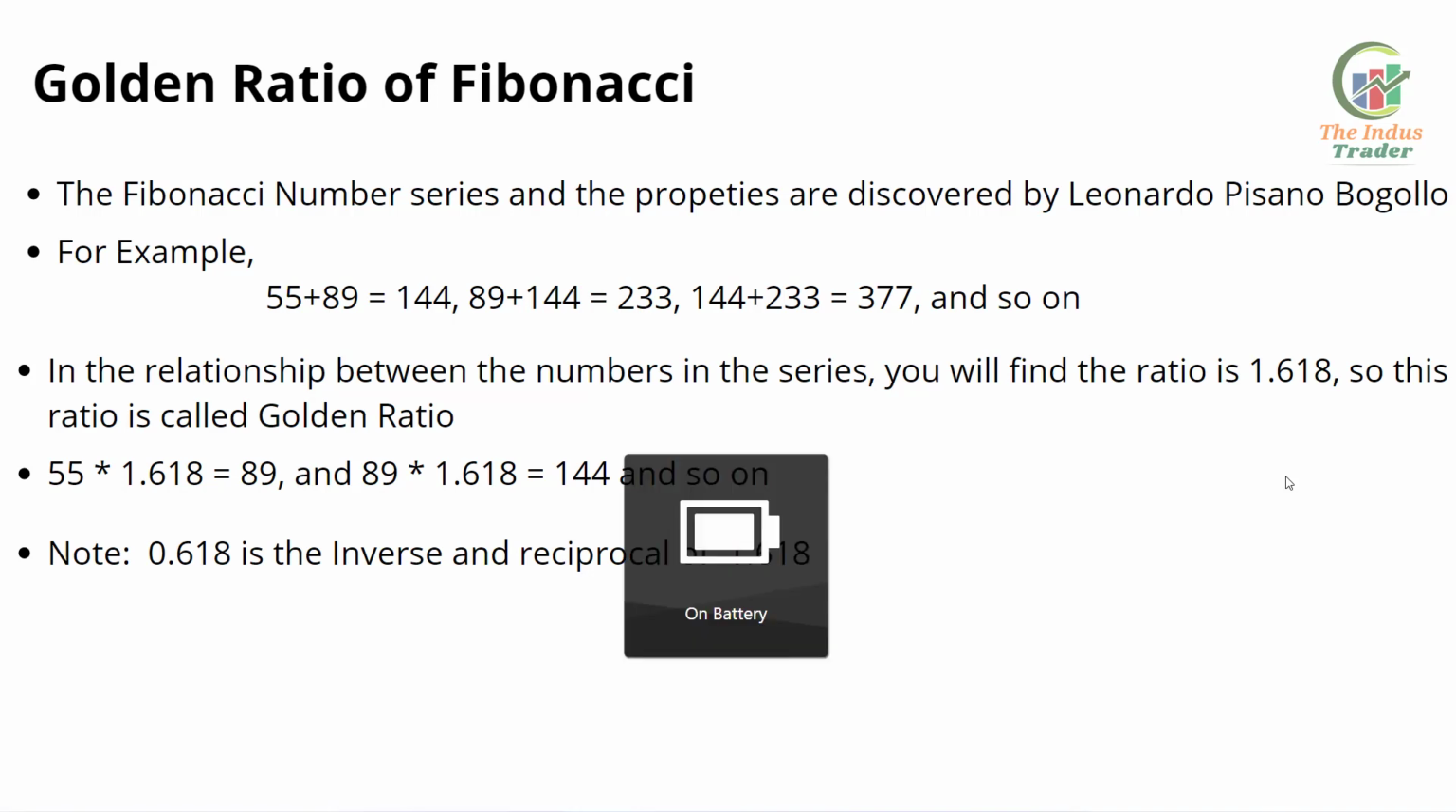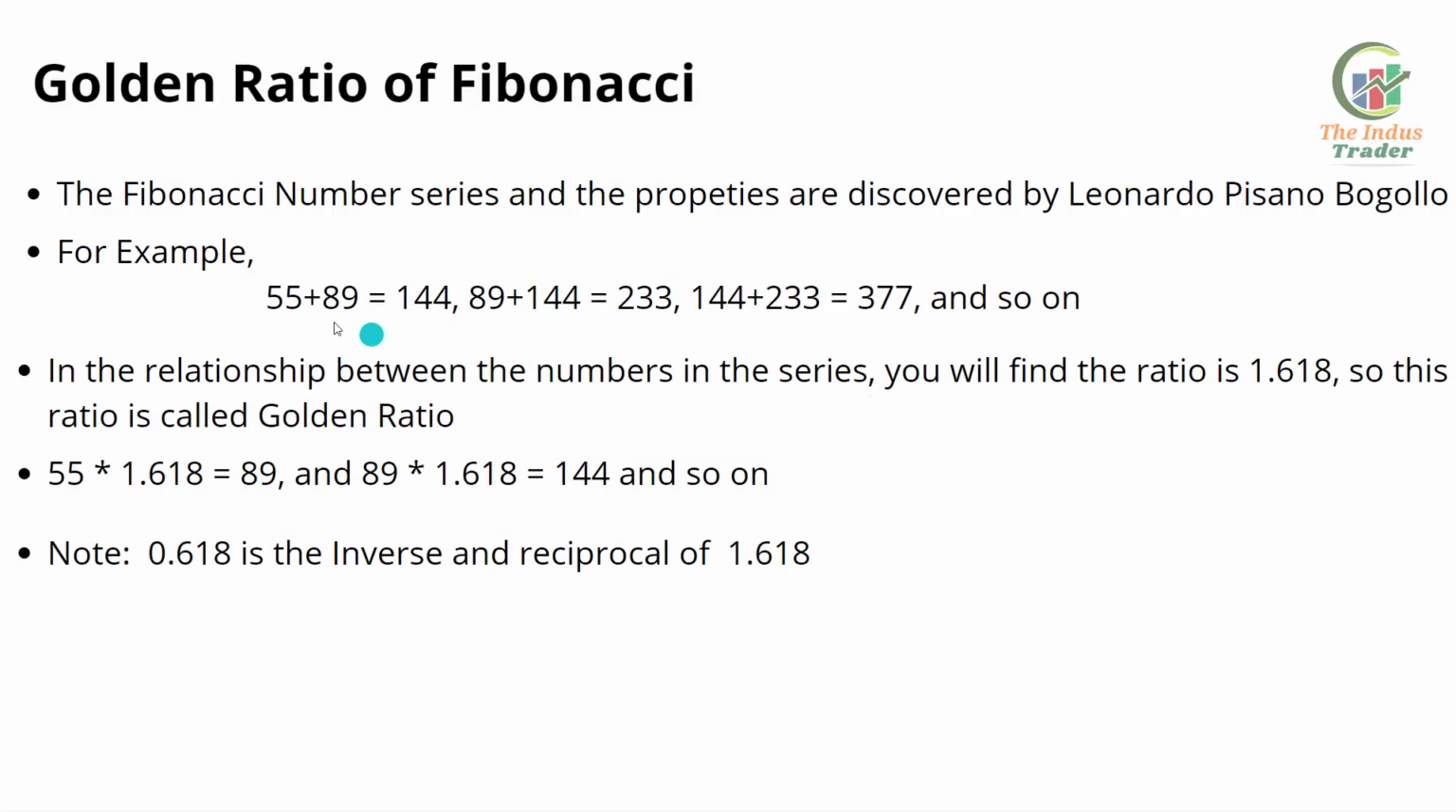So what are Fibonacci numbers? For a simple example, I have taken two numbers, 55 and 89. If we add both numbers, we get 144, and again adding 89 plus 144 results in 233, and if you add 144 plus 233, that results in 377, and so on. In the relationship between the numbers in the series, you will find the ratio is 1.618. So this is called the golden ratio.